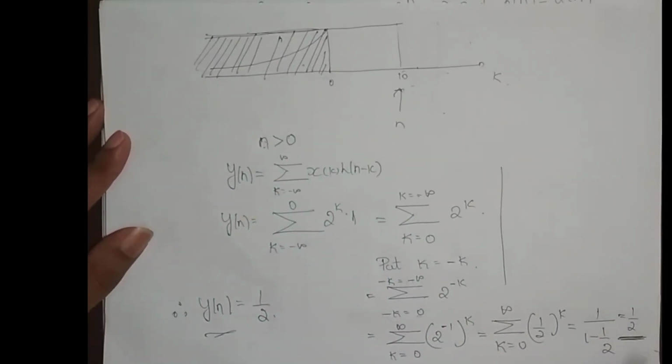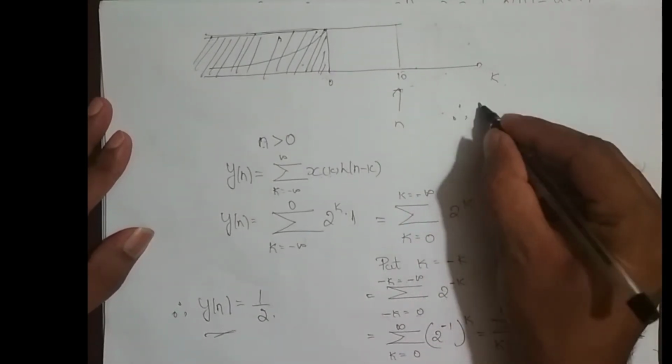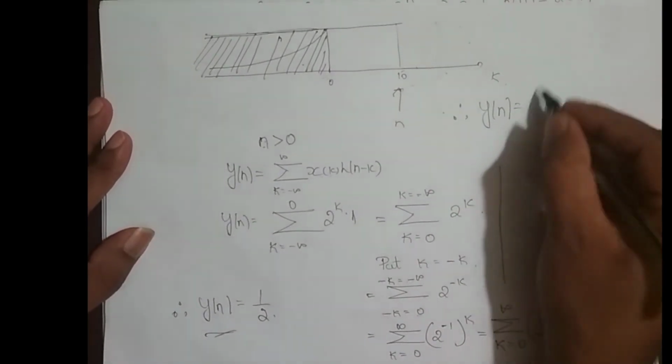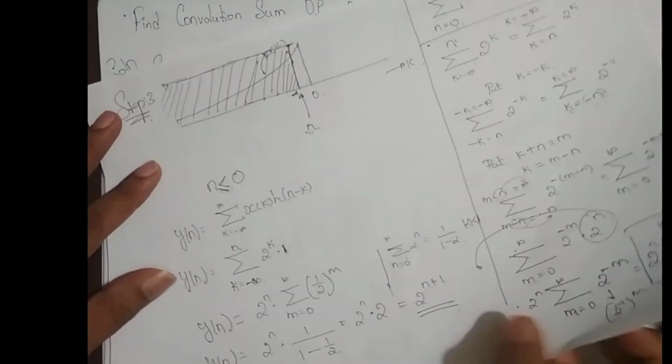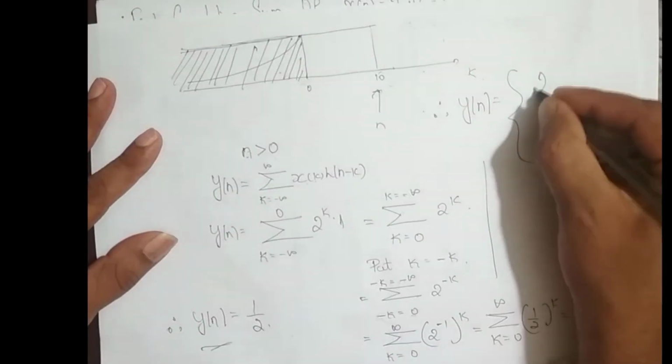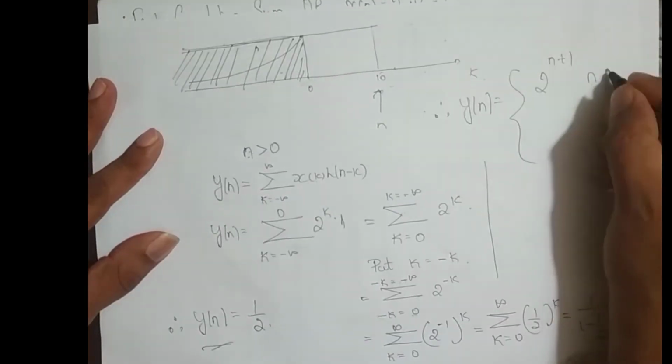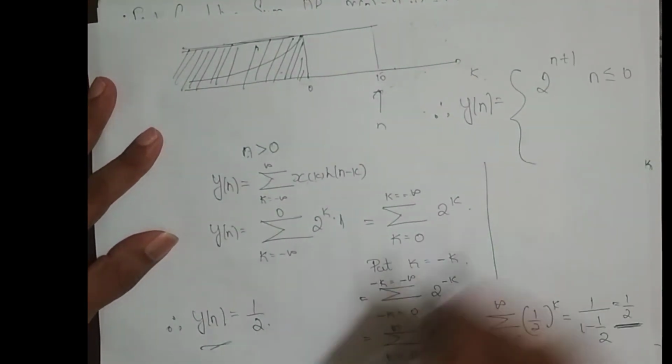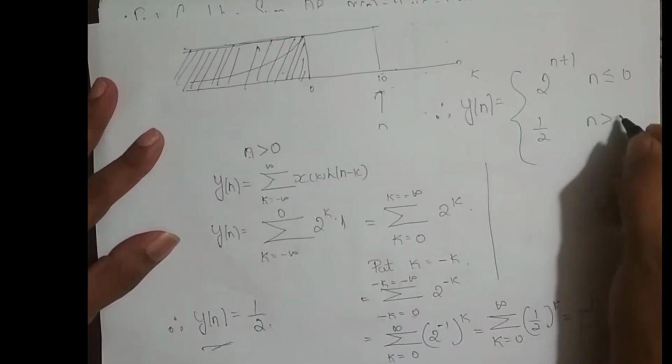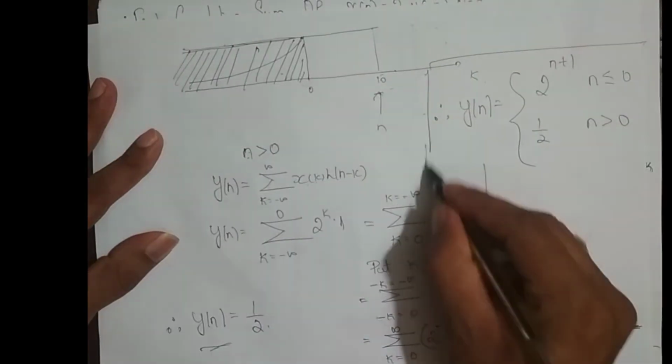Fine. So therefore, to sum it up, what is y of n? Y of n is equal to what? 2 power n plus 1 for n less than or equal to 0, and it is 1 by 2 for n greater than 0. So this is the output of the system.